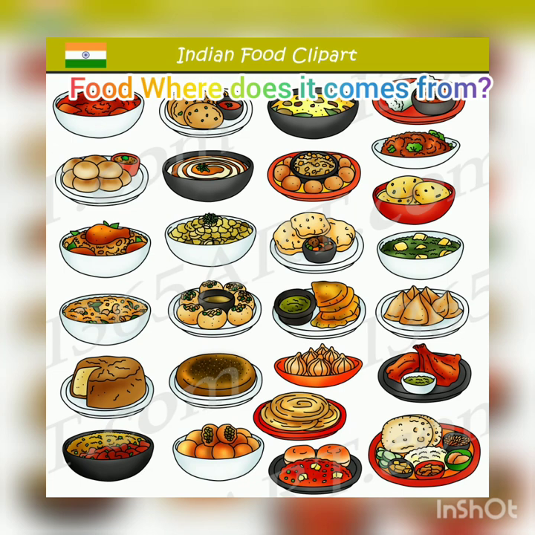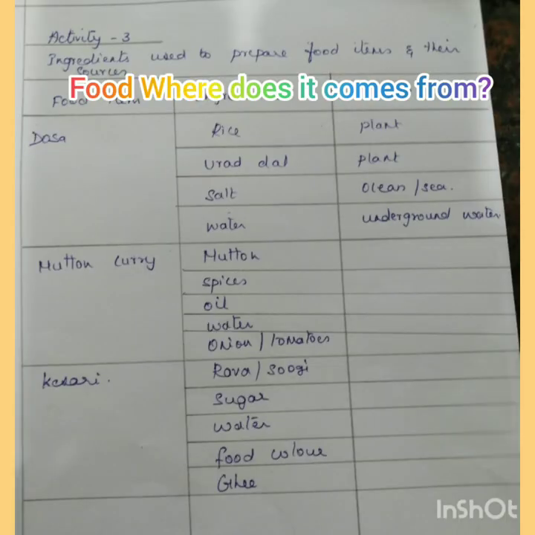Okay, so your third activity is a very simple activity, children. What you have to do is write the food items which you know. Like idli, dosa, chapati. Then upma. Okay, pongal. Then dal rice, tomato rice, curry, chicken curry, mutton curry, chilli chicken. Okay, payasam, kesari, like this. Any 10 items you can list.